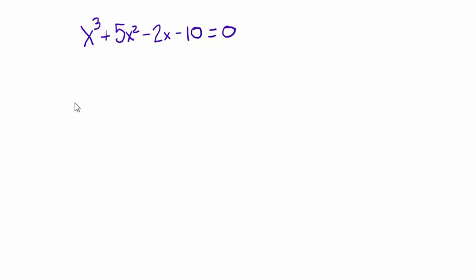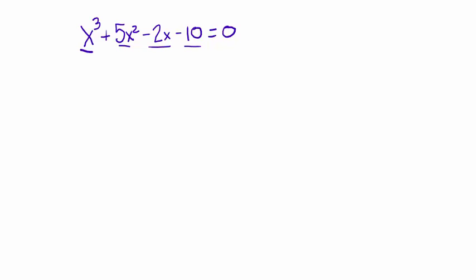Hey everybody, upon request I'm going to do a video on factoring by grouping. The one thing you'll notice when factoring by grouping is that we have to have four different terms. So here we have four terms: the x to the third, 5x squared, negative 2x, and negative 10. That's the first thing you'll realize when we're doing factor by grouping, that we will have four terms.